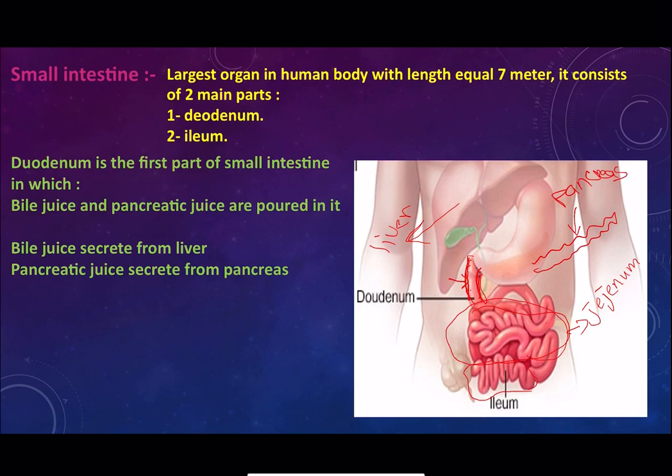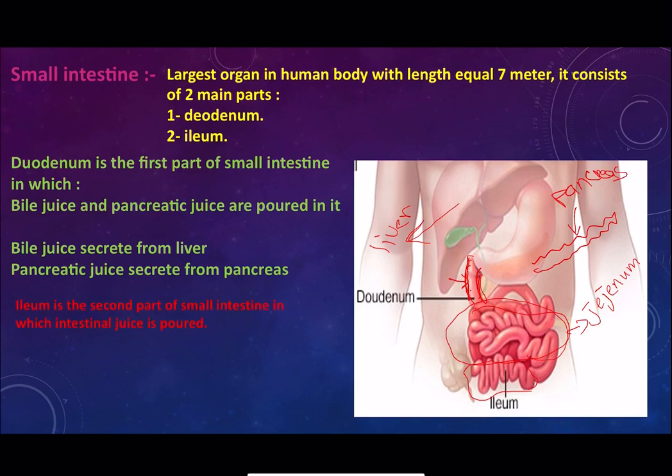Okay? The function of bile juice is to digest fats and convert them into fatty emulsion. This is the function of bile juice. While the function of pancreatic juice is to adjust the sugar ratio inside the human body.